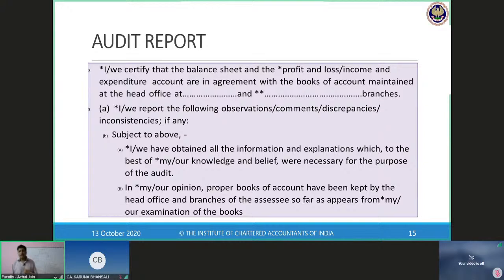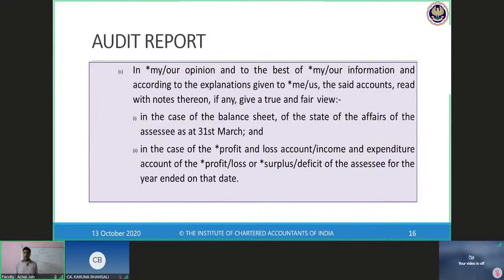Then he will say, I certify that the balance sheet, P&L, or this complete set of books of accounts, yeah, then he will say, I will report the following observations, if any. Subject to above, we have obtained all the information and explanations which were required for the purposes of audit. In our opinion, proper books of accounts have been kept by the entity which were required for the purposes of audit. In our opinion, and according to the information and explanations given to us, if any, the said accounts give a true and fair view in case of balance sheet of the state of affairs, in case of P&L of the financial performance of the company.